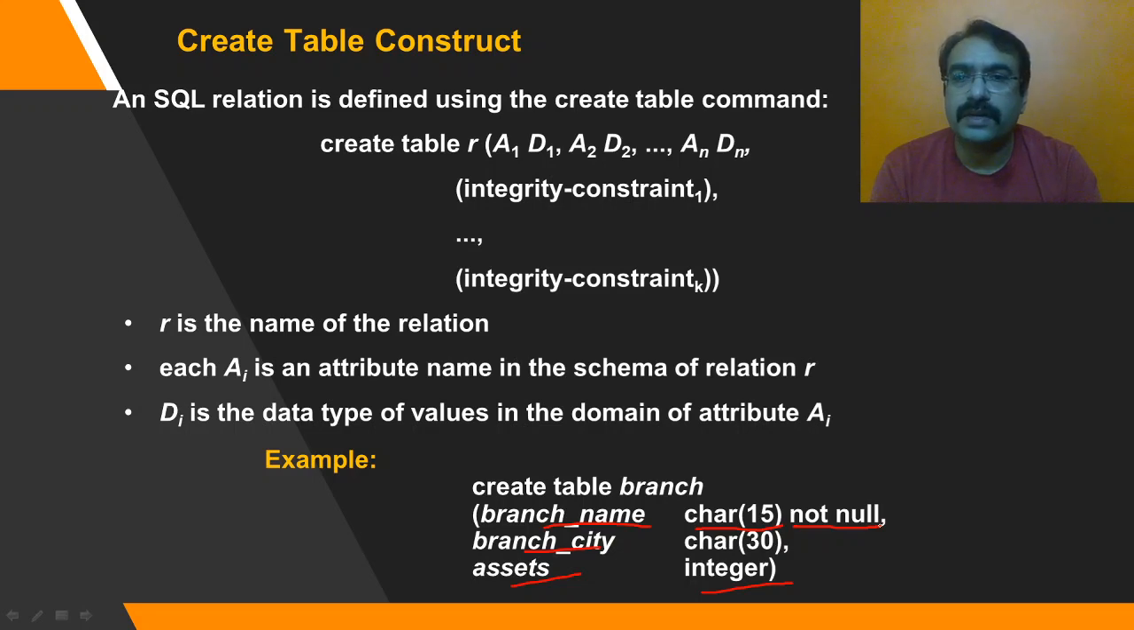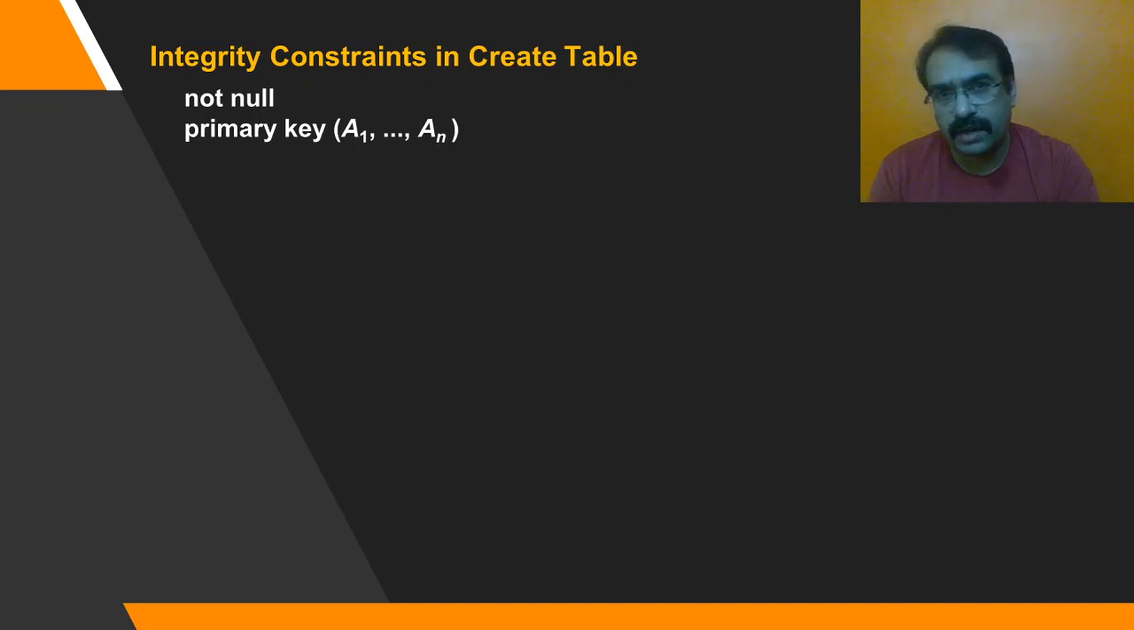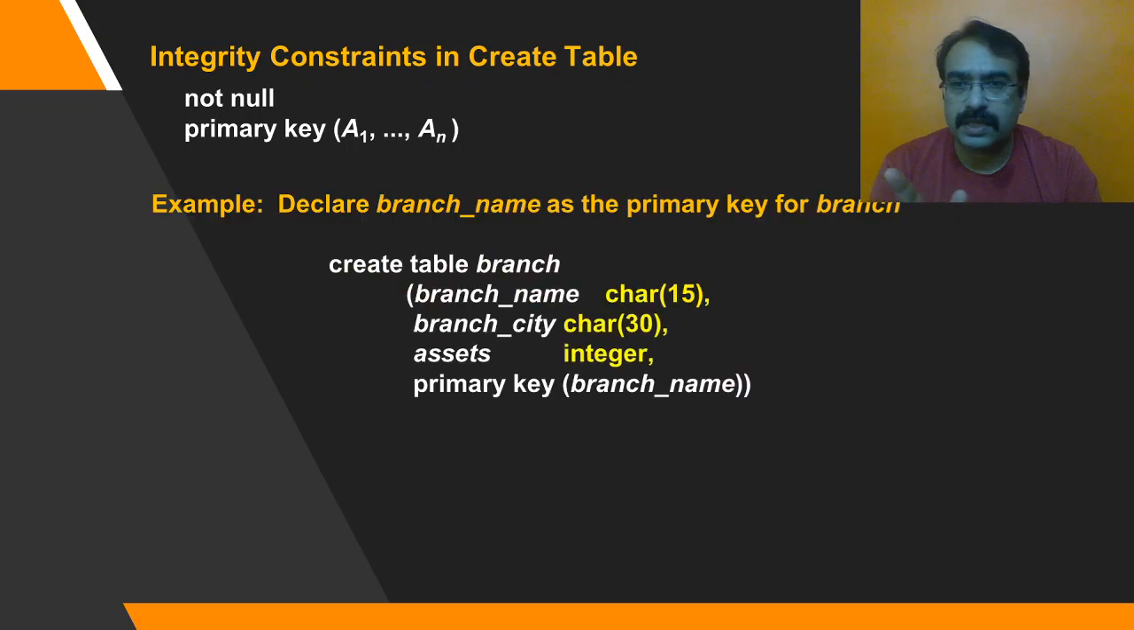So what kind of integrity constraints we can mention? We can mention integrity constraints as not null. That means mentioning that value to be never null. Or explicitly, if I want to make any of the attribute as primary key, that also we can mention as a keyword primary key. So you can go for the similar example, now modified.